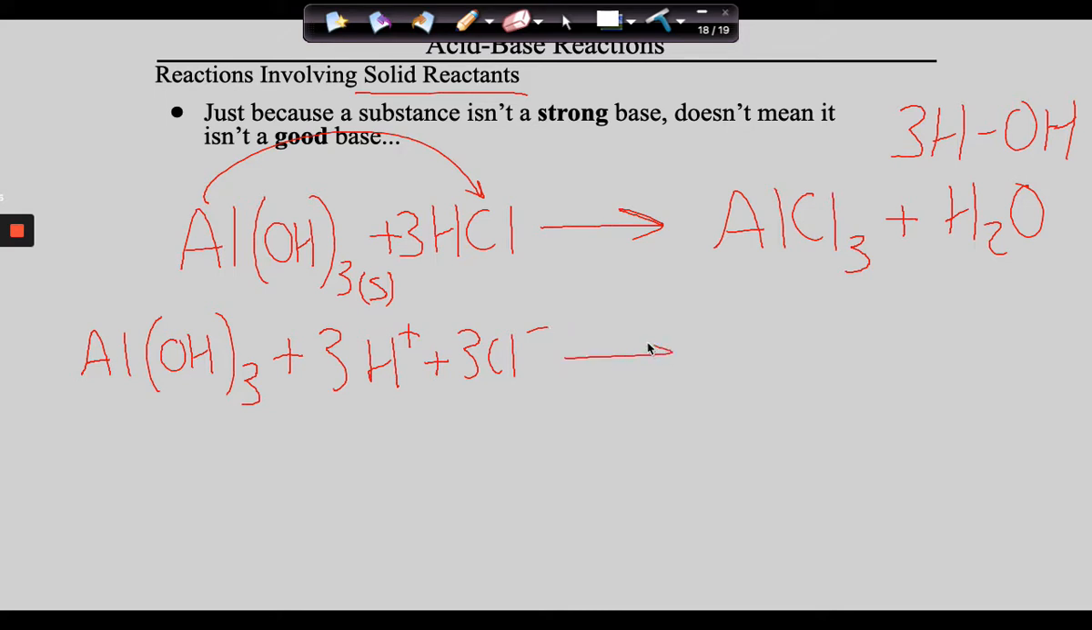Then over here, does aluminum chloride dissolve in water? How do you know the answer is yes? Because all halogens dissolve in water unless they're bonded to silver, lead, or mercury, and that's not aluminum. So this dissolves in water. So we have aluminum 3 plus, and then we have 3 chloride minuses. Now, water is a liquid, so that does not ionize like so. So what then are our spectators?